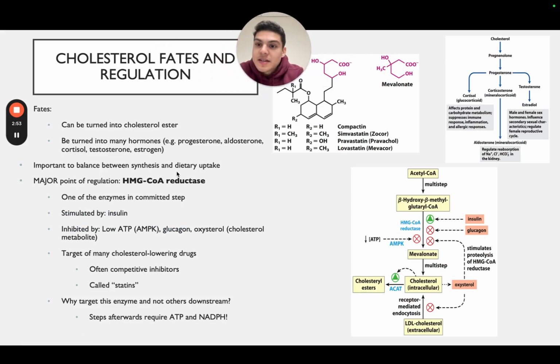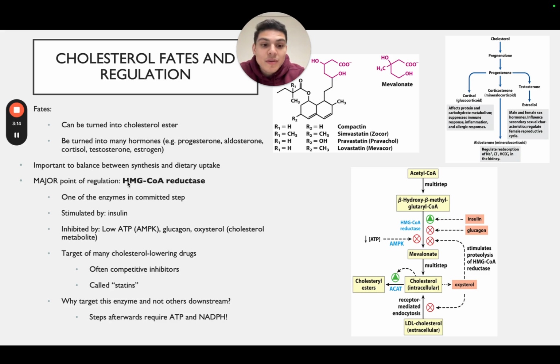And then cholesterol fates and regulation. Some of the fates are that when you develop the cholesterol, it can be turned into cholesterol ester, which we know goes into the blood essentially because that adds an OH group and makes it polar. And then it could also be turned into many hormones: progesterone, aldosterone, testosterone, cortisol, estrogen, and so forth. But it's important to balance between synthesis and dietary uptake.